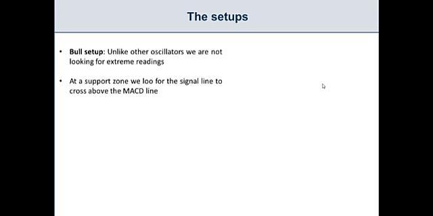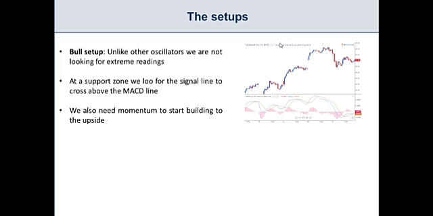At a support zone, we look for the signal line to cross above the MACD line. This is what we call the MACD crossover. And we also need momentum to start building to the upside, meaning that once we have hit an area of support, we will be looking for a signal line to cross above the MACD line and the histogram to start building to the upside. Here's an example.